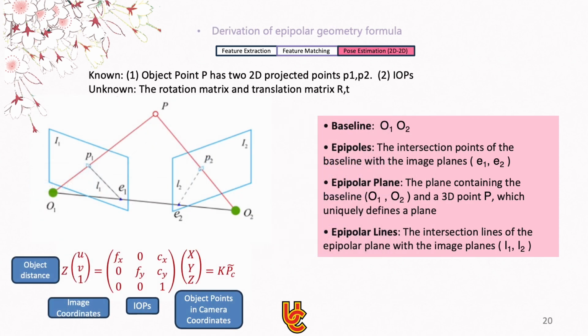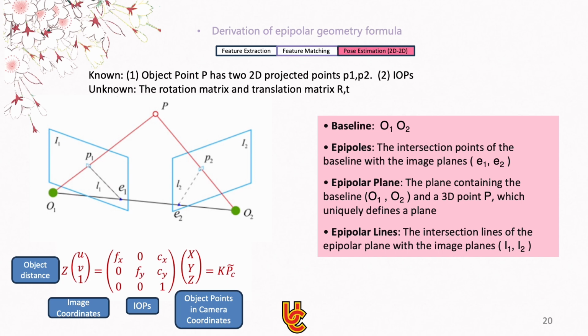Okay, let me talk about the derivation of the epipolar geometry formula. It's very interesting to talk about that. You can tell some differences between what we have learned and here, and there are also some similar things. For this problem, we know the object point P has 2D projected points, that's P1 and P2, and the intrinsic parameters are always known in the SLAM system, since we have to calibrate the camera first. P1 and P2 are extracted and matched by the ORB method, which we taught before.